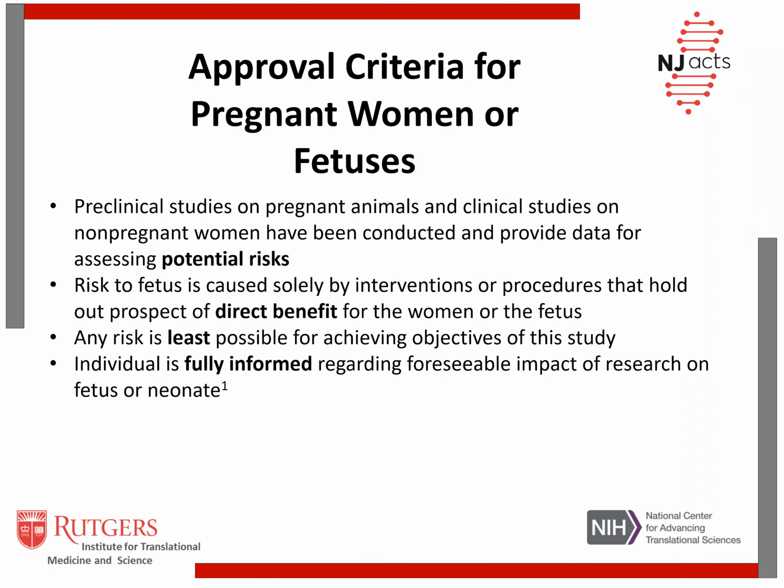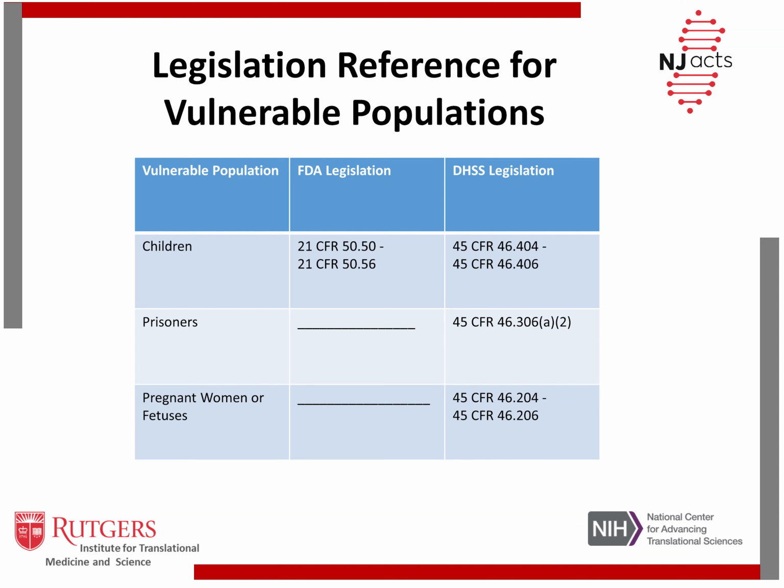Next, we will be discussing the approval criteria for pregnant women or fetuses. Preclinical studies on pregnant animals and clinical studies on non-pregnant women have been conducted and provide data for assessing potential risks. Risk to the fetus is caused solely by interventions or procedures that hold out prospect of direct benefit for the woman or the fetus. Any risk is the least possible for achieving the outcomes of the study. The individual is fully informed regarding the foreseeable impact of research on the fetus or neonate. In the table below, we have the legislation reference for the vulnerable populations discussed earlier.